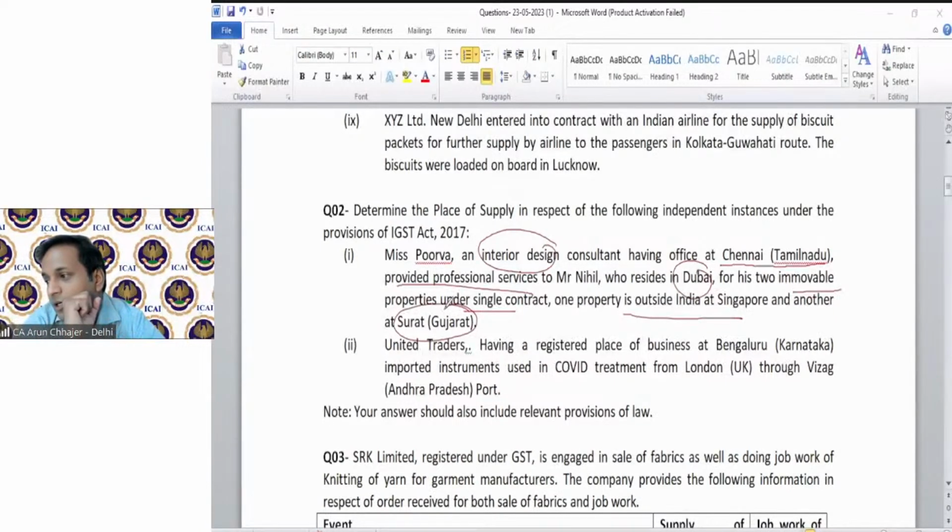Pranav is saying section 12(3)(a): when the services are received in India, then the location will be where the property is situated. But when the service is provided outside India, it will be the location of the recipient. So in that case, one will be on a proportionate basis. Sorry, sir, not Singapore, but Dubai. Fine.